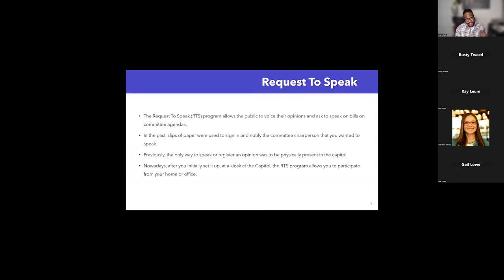In the past, so back in the olden days, we actually used slips of paper that were used to sign in and notify the committee chairperson that someone wanted to speak. So the only way that you could register to speak and share your opinion is to be physically at the Capitol. Nowadays, after your first setup at the kiosk at the Capitol, the RTS program does allow you to participate either from home or your office.